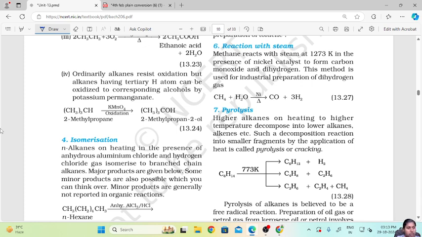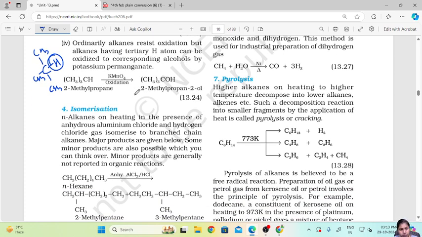For example, here you have CH3, CH3, CH3 and one hydrogen. So in this case this hydrogen can be easily oxidized to the corresponding alcohol using potassium permanganate. Okay, so you will get 2-methyl propan-2-ol. Okay, so this is what you get. So you can convert it into alcohol.